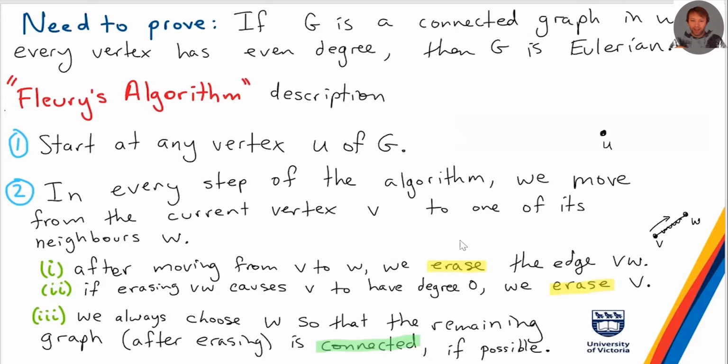So again, you start somewhere, you take a step, erase the edge, and if the vertex where you were before has degree zero, you erase that vertex. You always try to make the choice in such a way that the graph stays connected, and we want to show that it's always possible to do that. So let's just look at how this algorithm works to get a bit of a feel for it.